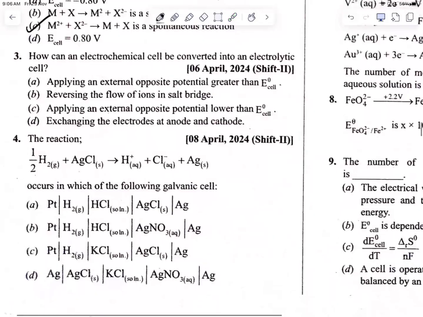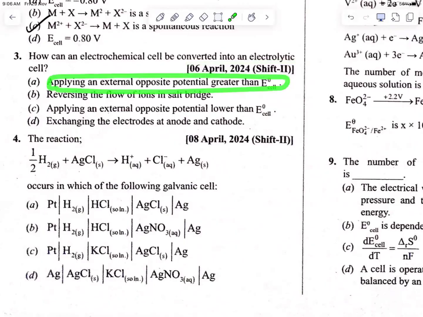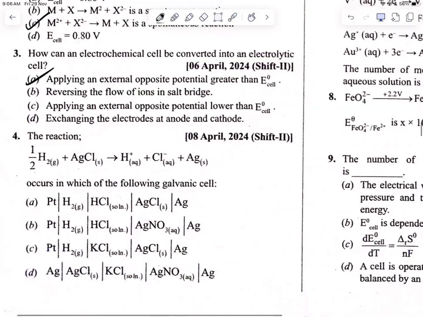Next, how can an electrochemical cell be converted into an electrolysis cell? Applying an external opposite force. Just now we have discussed. When you have an external E, the cell will become reversed. Cell is reversed means what? Then you are using electricity to drive that non-spontaneous reaction. And this is correct.